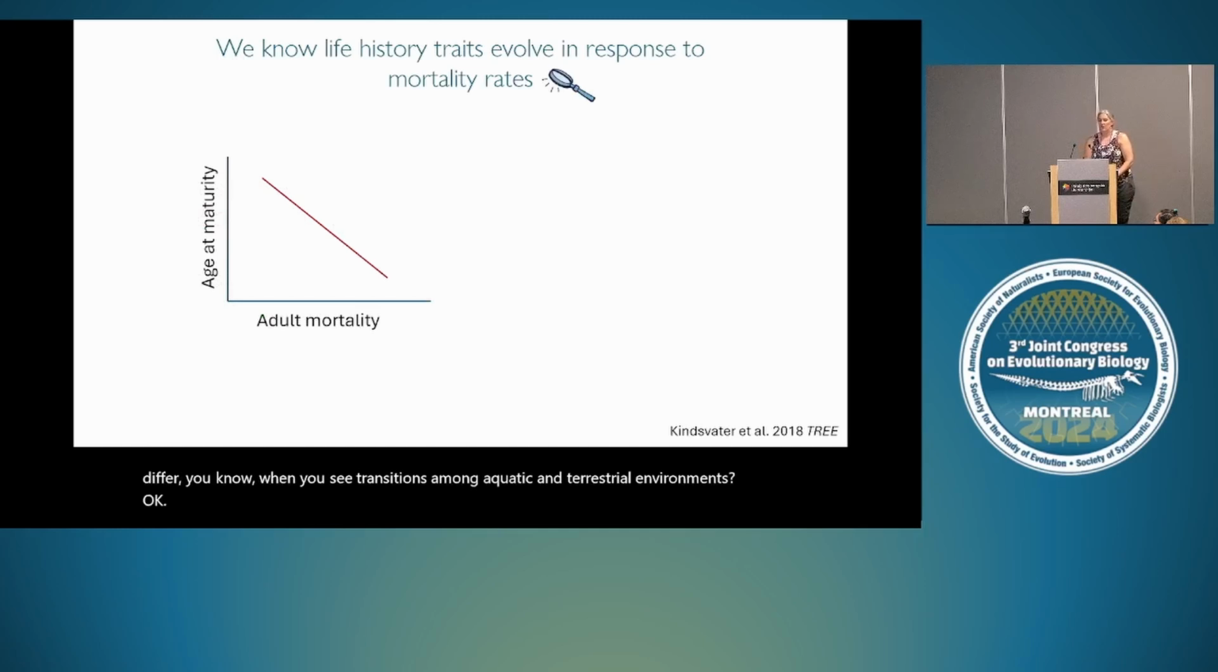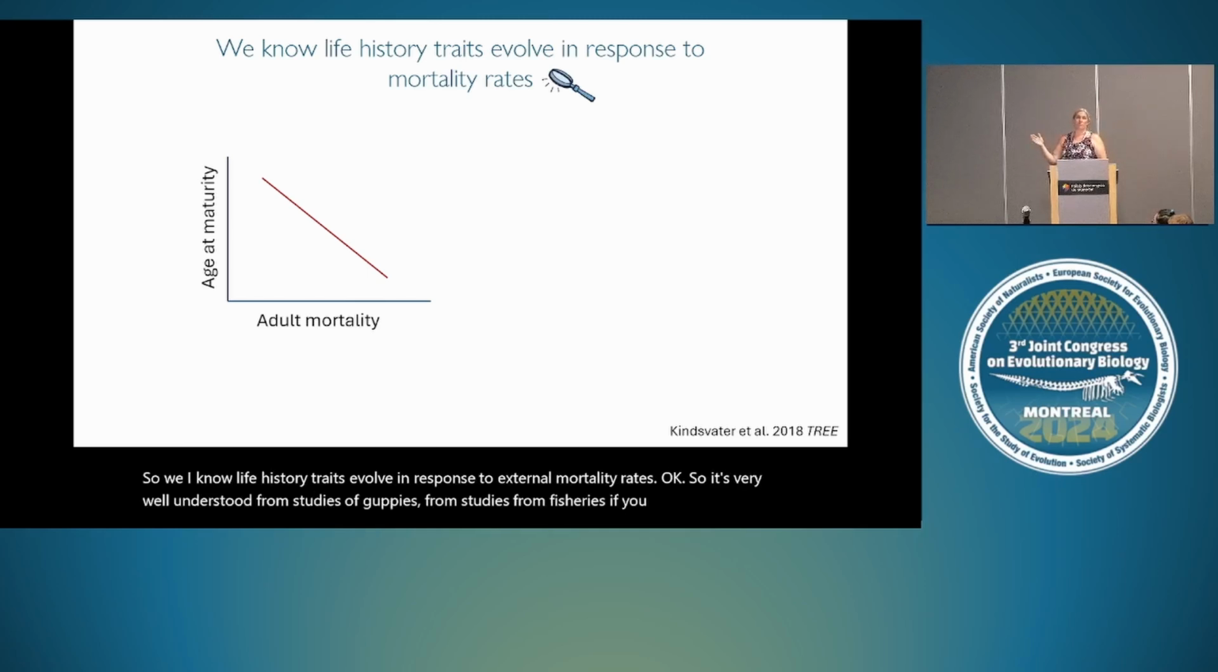Okay, so we know life history traits evolve in response to external mortality rates. It's very well understood from studies of guppies and from fisheries that if you increase natural mortality, you're going to get earlier age at maturation. This means age at maturation is an inverse proxy for adult mortality.